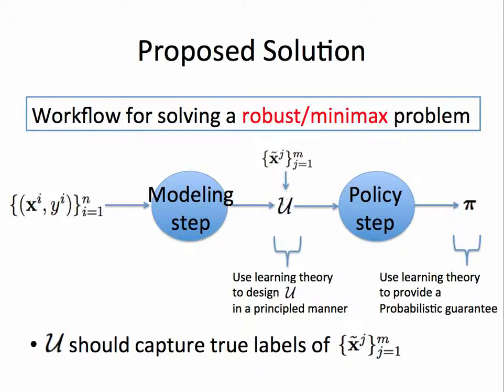Then we'll just use the set U and formulate a minimax optimization problem in the policy step to compute a robust policy pi. Of course, U should capture the true labels of the future feature vectors x tilde j, from 1 to m. But what we'll show here is that U can be designed in a very principled manner, and we can also use learning theory to provide a probabilistic guarantee on the robust solution pi.